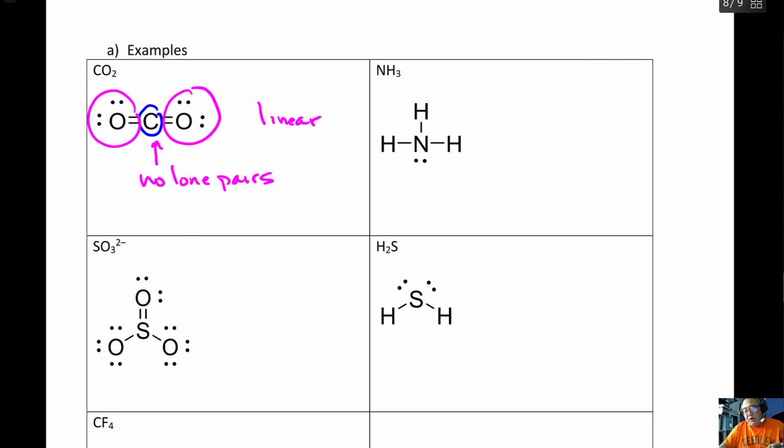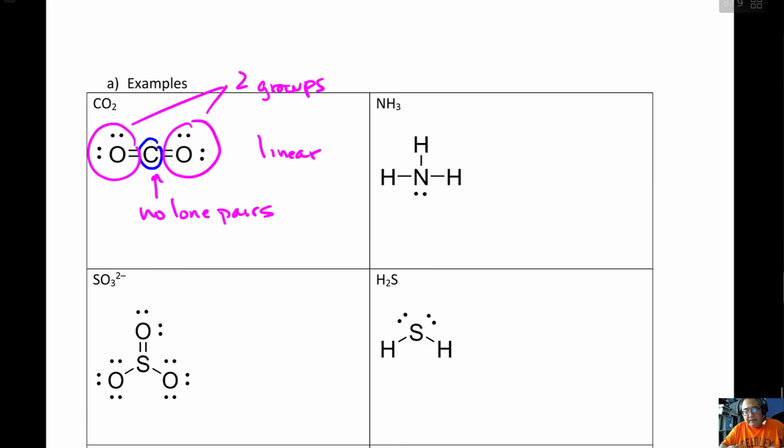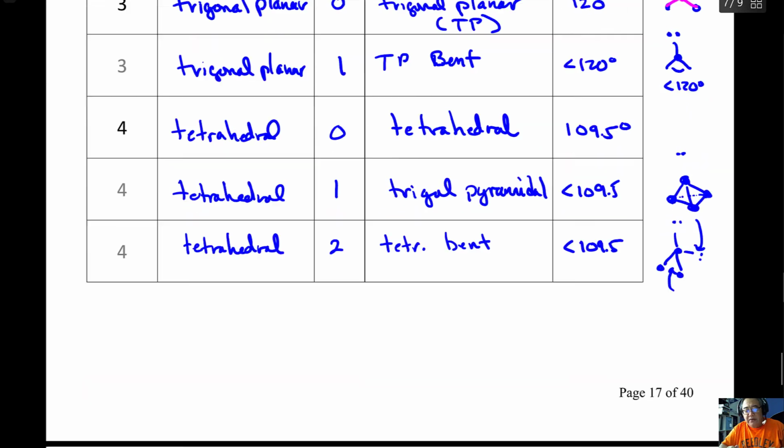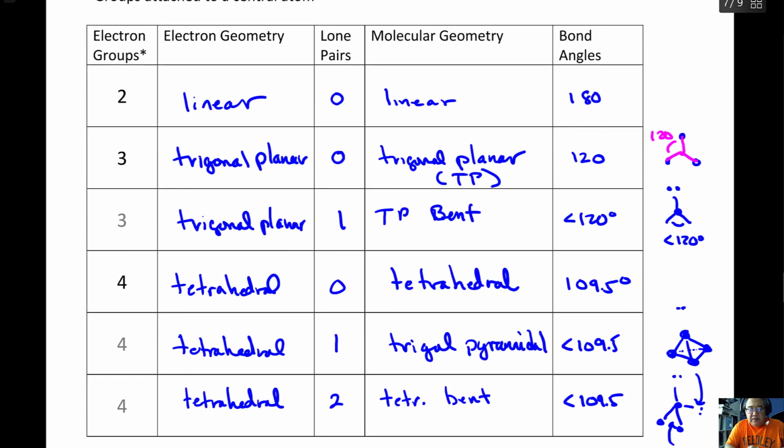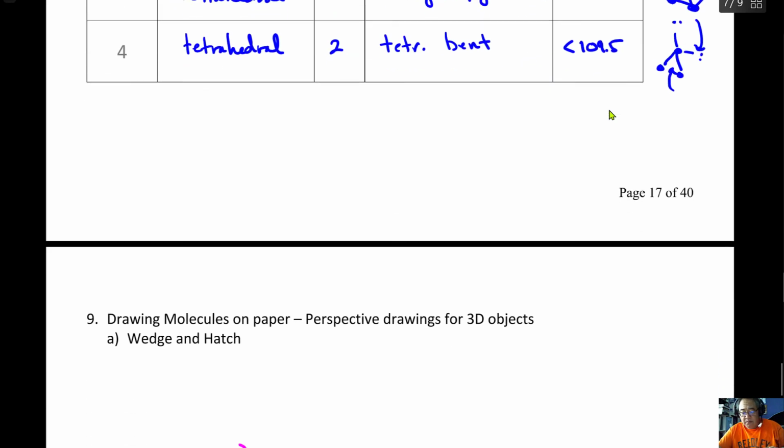Now, if you look back at this table, it's two groups with no lone pairs on the central atom. That's the key part, right? And we'll go back to our table, right? Two electron groups here and zero lone pairs. It's linear, and that bond angle will be a 180-degree bond angle.